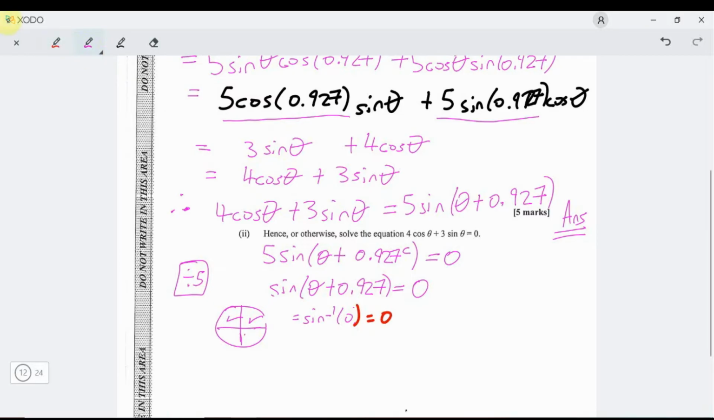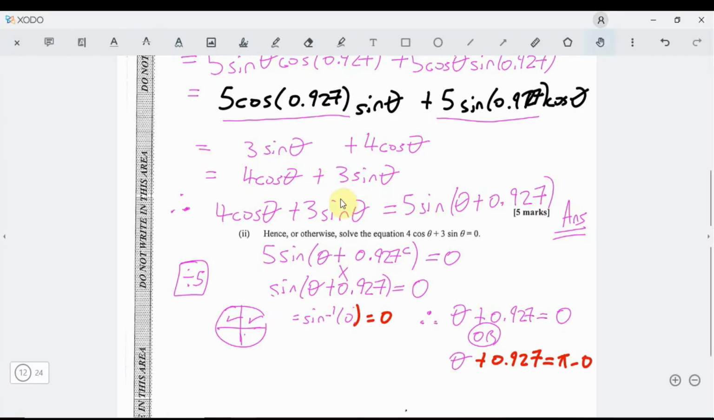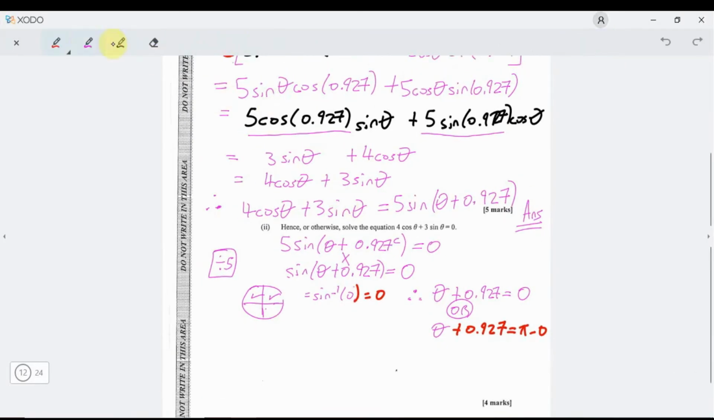So in that case, we're telling them that therefore this part right here represents your sine x, right? So sine x equals 0, so x is sine inverse 0. So therefore we're telling them our x, or theta plus 0.927 is equal to 0, or theta plus 0.927 is equal to pi minus the first quadrant answer of 0. So in that case now, we can go ahead and solve for theta in both cases.